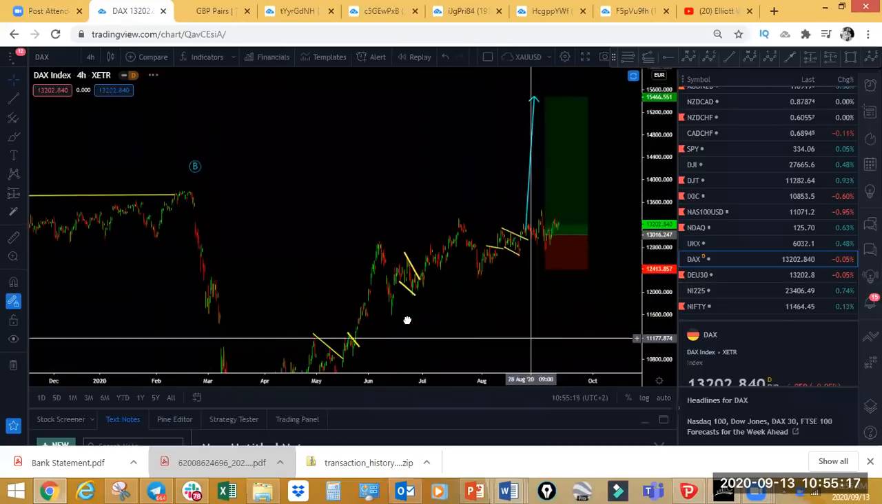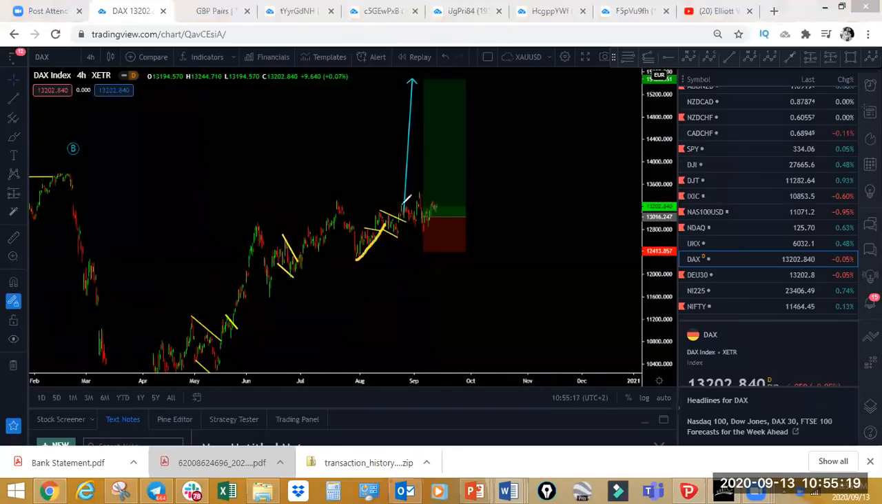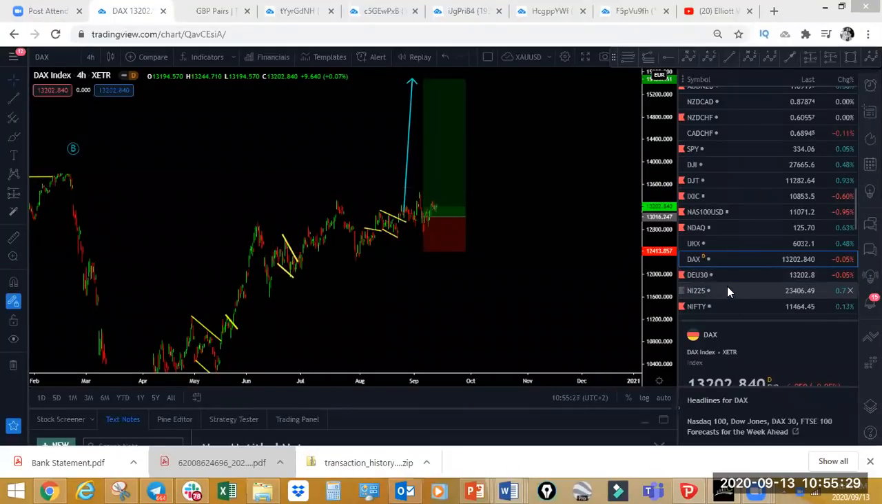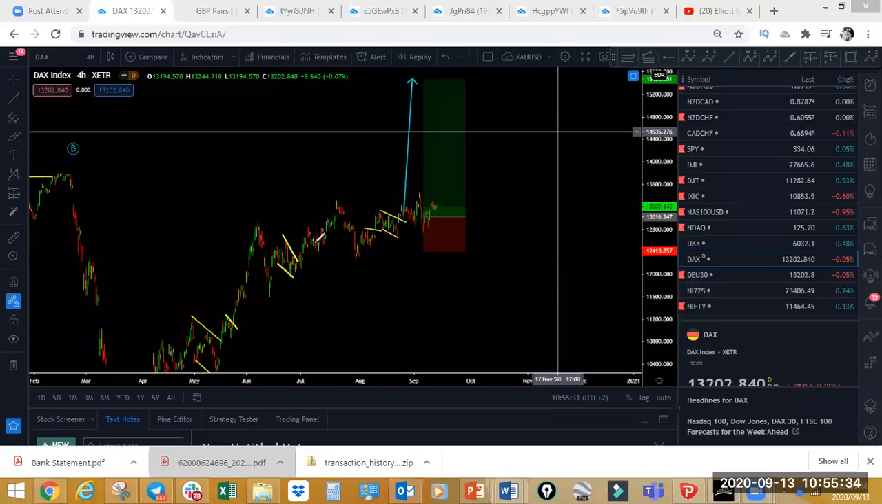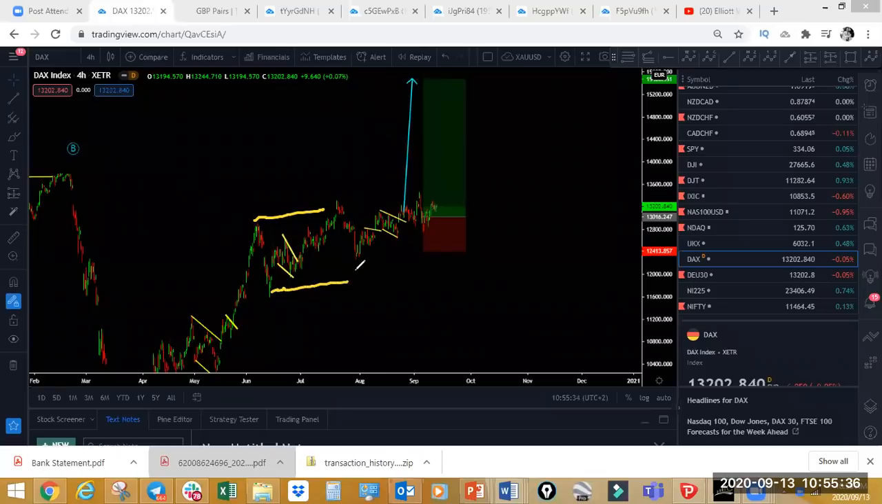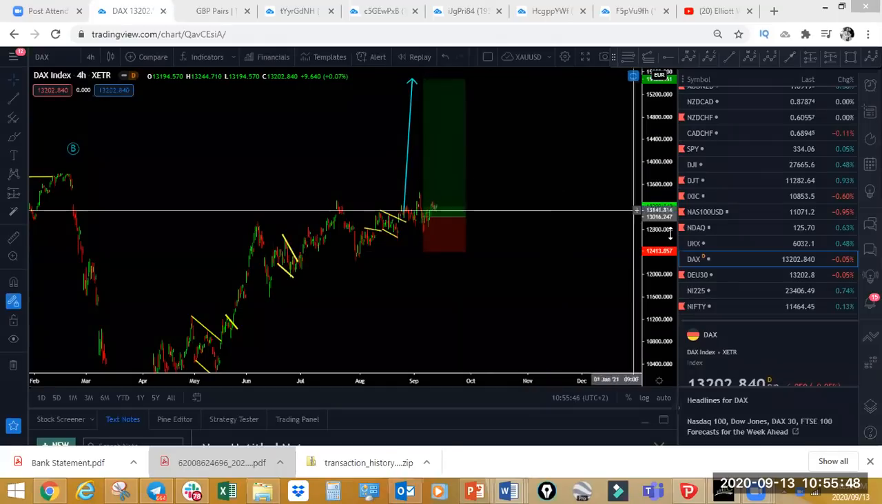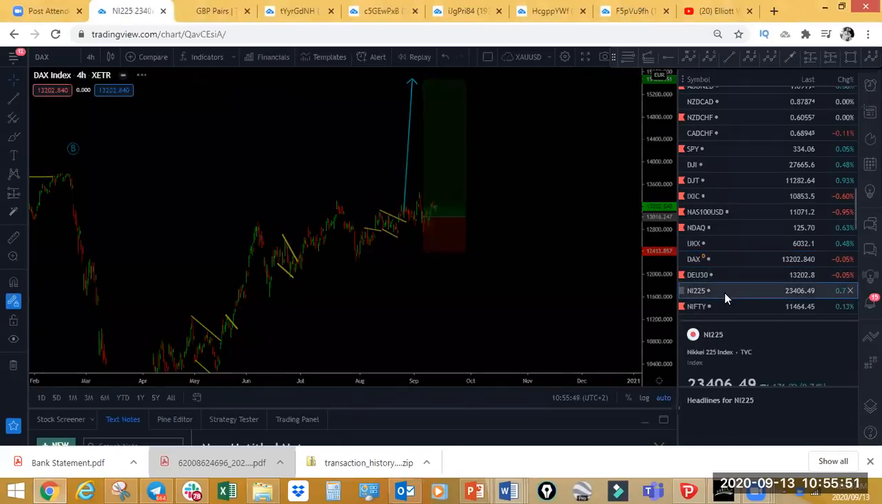Let's see, we may be making a diagonal here. If it does make a diagonal, we'll make a pullback and then we're going to continue higher. Let's see how that plays out on the DAX. Right. So this is actually the wave 4 here on the DAX. So the diagonal could come up here. A diagonal should get a deeper correction. As long as the deeper correction does not go into our stop, then we can still hold on to this trade. Right, so that's the DAX, as well as the Nikkei.